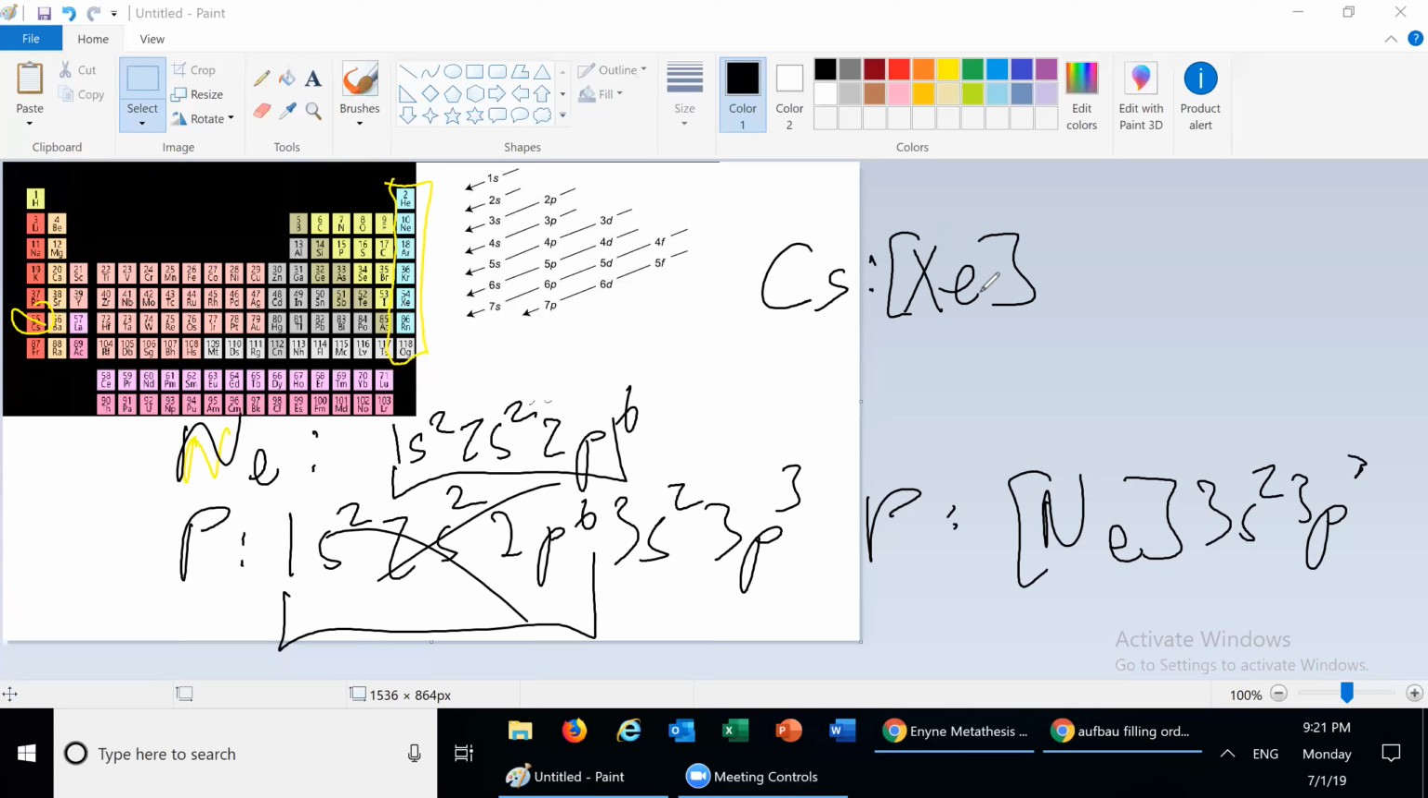Oh, right. 5s, 6s. Yeah, 6s1. Let me just try to illustrate. Yeah, I picked a bad example.